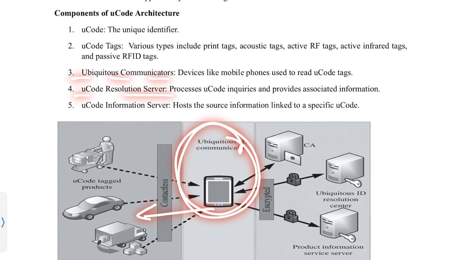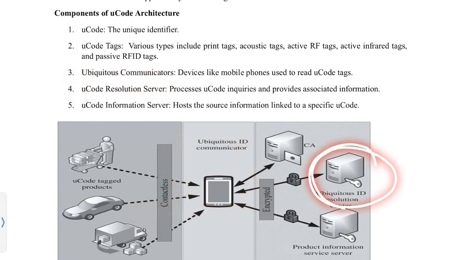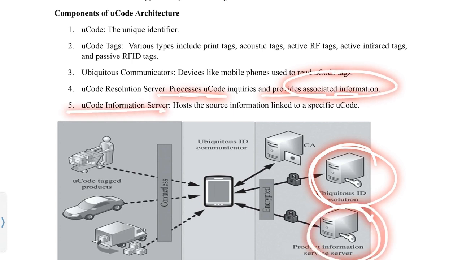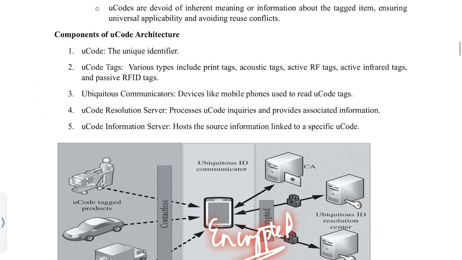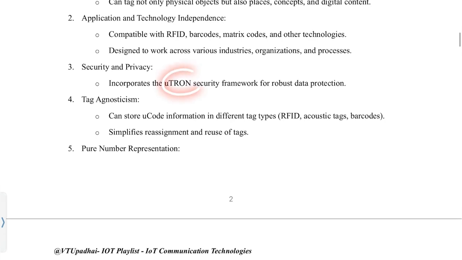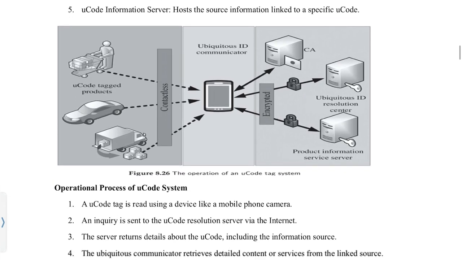Then the ucode resolution center. The ucode resolution center is where the ucode is processed and it provides associated information. In the ucode information center, it will store the information or check what information is linked. Both the ucode resolution and ucode information are encrypted, so thereby it provides high security. From a security perspective, we have spoken about uTRON, right? That is what is being implemented here.